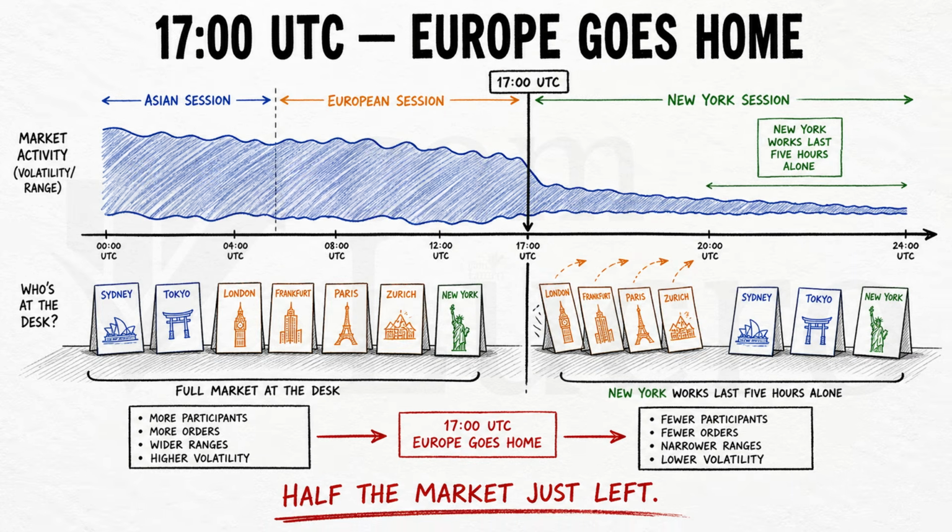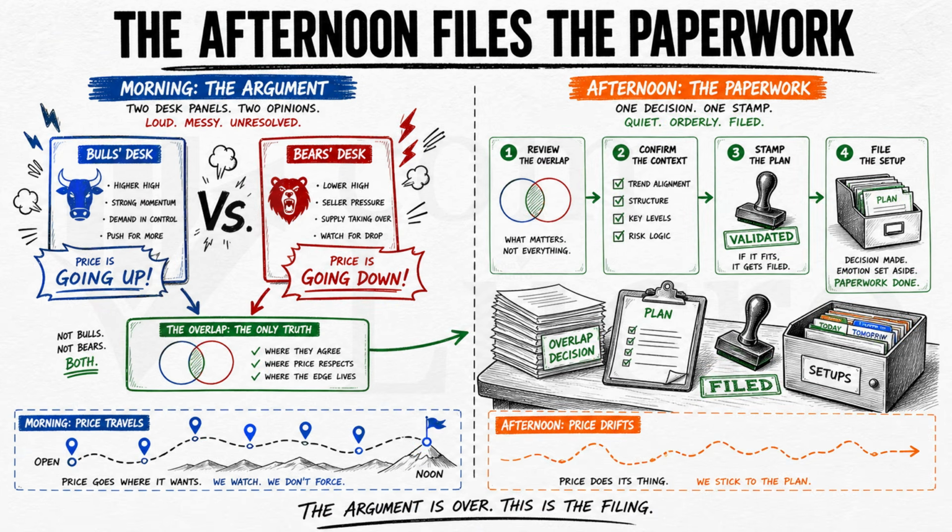Then 1700 UTC arrives, and you can see it on the chart almost as clearly as the London Open. Europe goes home. Half the market stands up and leaves, and New York spends its last 5 hours working alone. Nothing dramatic happens. That's exactly the point. Ranges shrink, moves stall, and the afternoon mostly manages whatever the overlap decided. If the morning was the argument, the American afternoon is the paperwork.